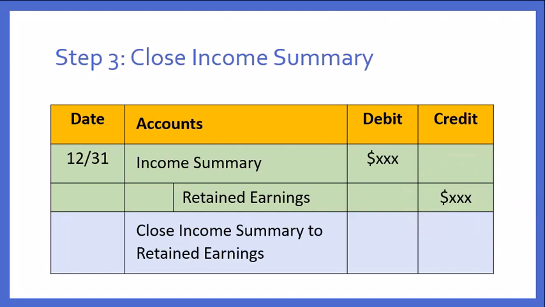Now, interestingly, if the company was in a net loss position, meaning that their expenses were more than their revenues, then the income summary account would have a debit balance instead of a credit balance. If that happened, this entry would be exactly the opposite of what it is here. If the company had a net loss instead of net income, then we would be debiting retained earnings and crediting the income summary. We hope that that doesn't happen very often, but it does happen from time to time.